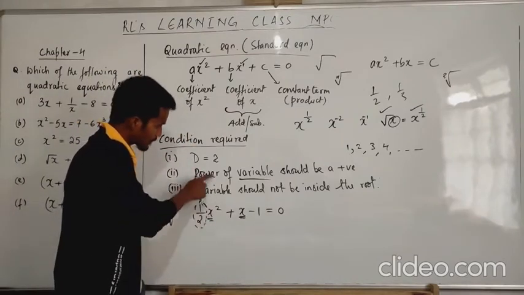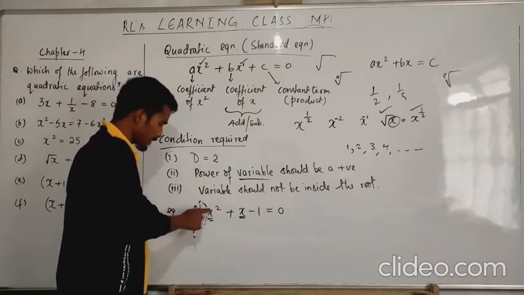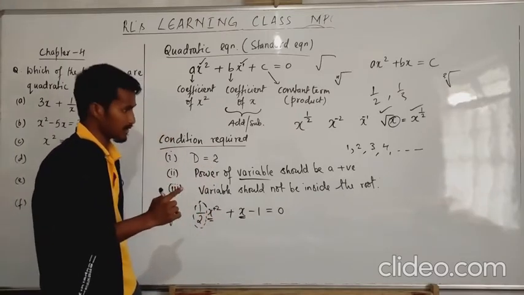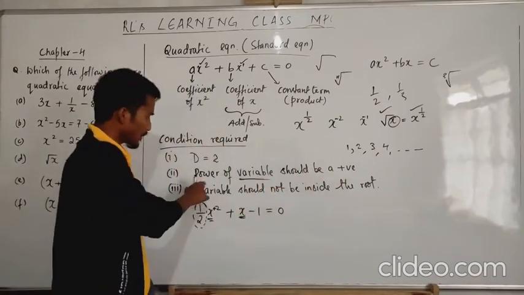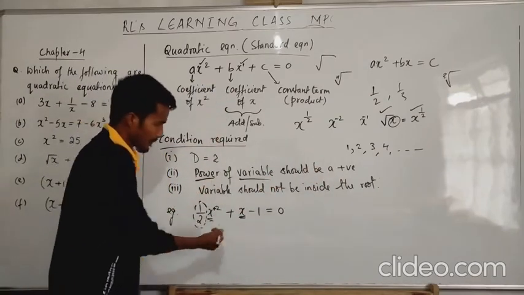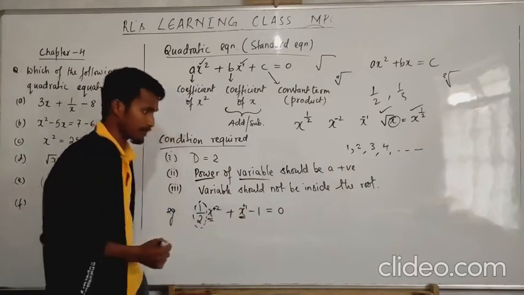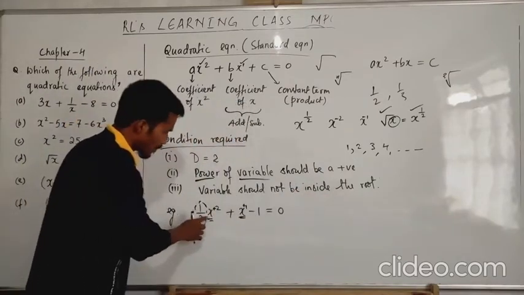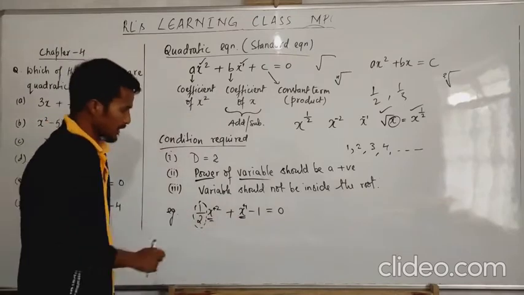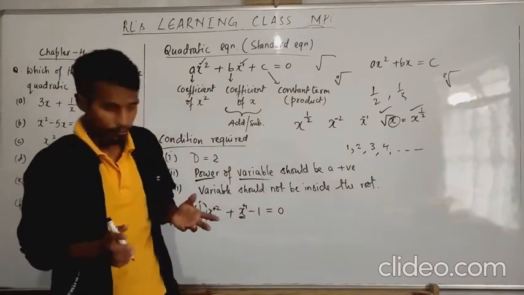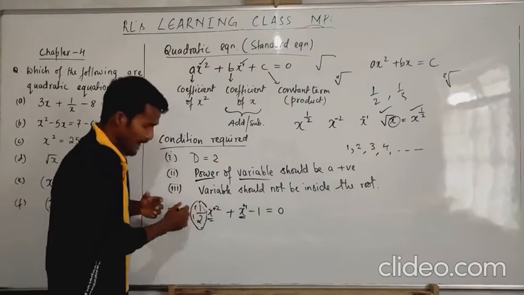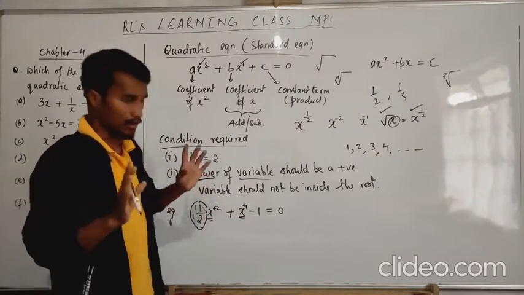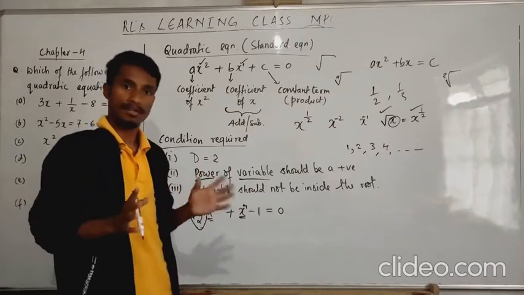X, the power is 2. Got it? Degree? And here, positive. Yes, it should be positive. The power should be positive, and here also 1, positive. Then, the variable should not be inside the root. Is any x inside the root? No. Then this is a quadratic equation. Don't check this one. Any number I put here, either dog or cat or 100 or 1000 or A or B, whatever, it doesn't matter.